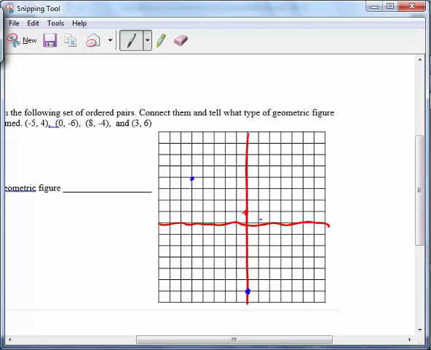over 8. Ooh, I don't think we can get that far. 2, 3, 4, 5, 6, 7, 8, down 4. 1, 2, 3, 4, and over 3, up 6. 1, 2, 3, 4, 5, 6. That looks like a parallelogram. Yep, looks like a parallelogram.